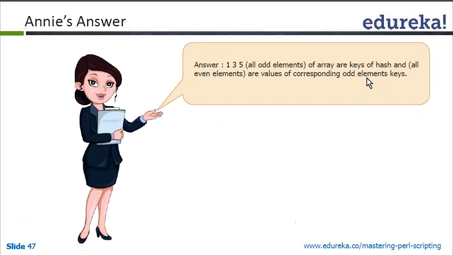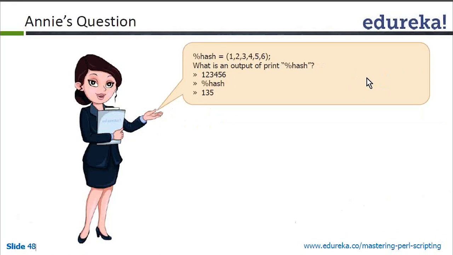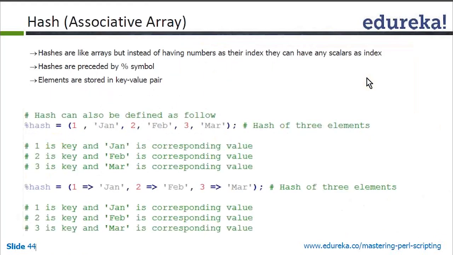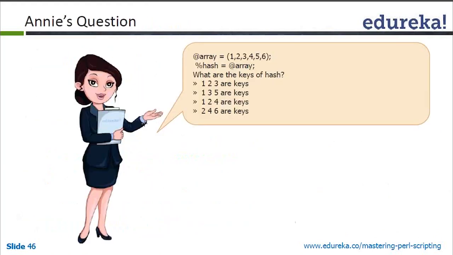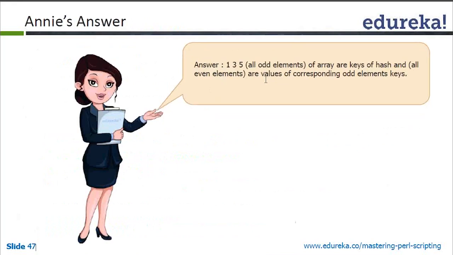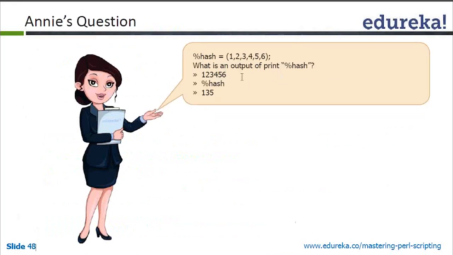So we have %hash equal to 1, 2, 3, 4, 5, 6. What is the output of %hash? Again, we are having the hash as 1, 2, 3, 4, 5, 6. If you see this hash, we are having %hash with key value pairs. But here we have just an array, like 1, 2, 3, 4, 5, 6. So what is the output of print %hash? 1, 2, 3, 4, 5, 6, or 1, 3, 5.